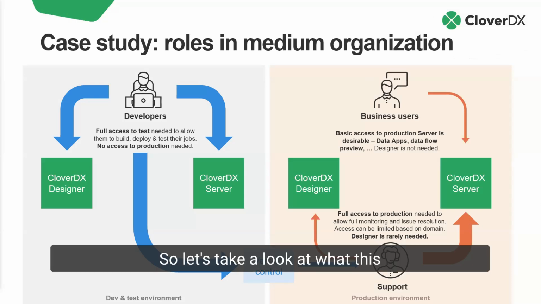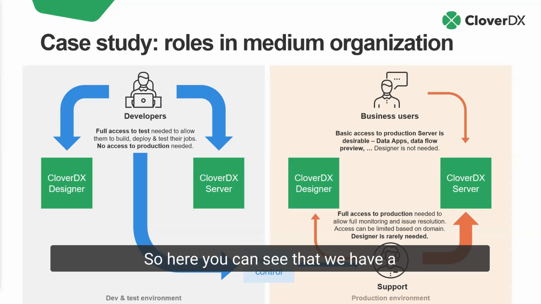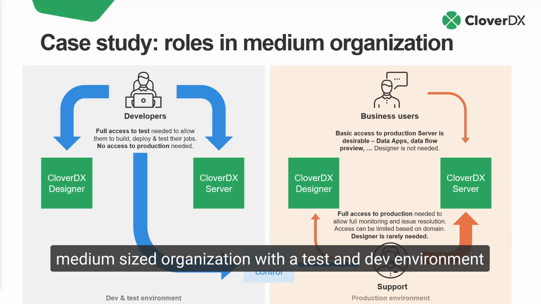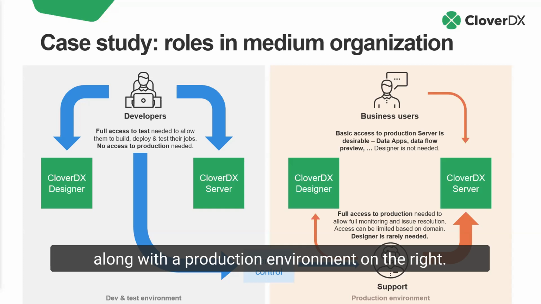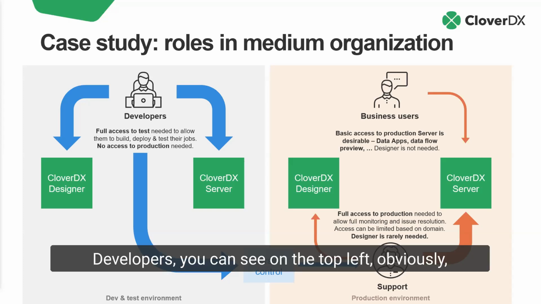So let's take a look at what this all looks like in an example organization. So here you can see that we have a medium-sized organization with a test and dev environment, along with a production environment on the right. So you can see here that we have a couple of different users. Developers, you can see on the top left.